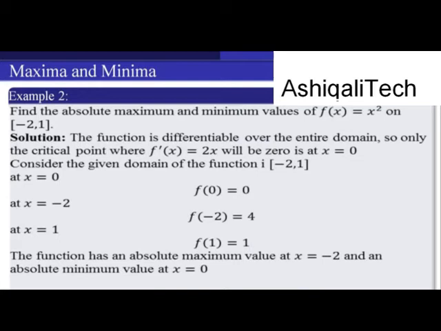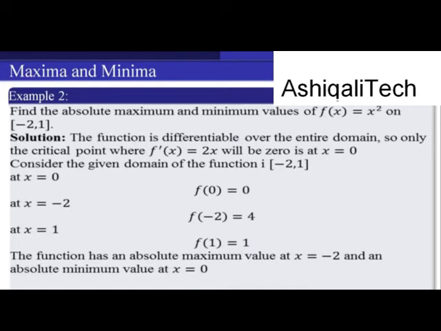Find the absolute maximum and minimum values for the function f(x) = x squared on the interval -2 to 1. The function is differentiable over the entire domain, so the only critical point, where f'(x) = 2x is 0, is the point given by x = 0. Consider the given domain of the function, that is -2 to 1. So first of all, we look at the value at x = 0. So f(0) will be 0.